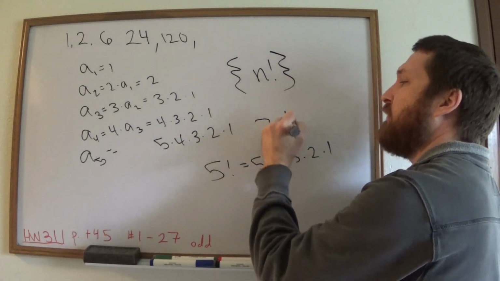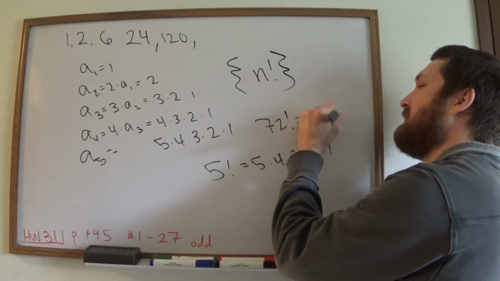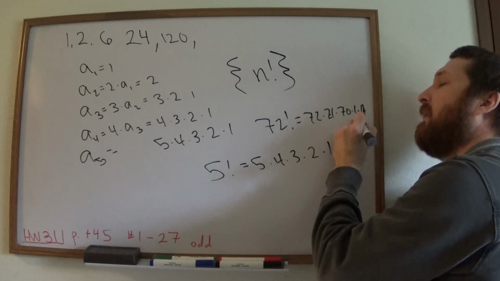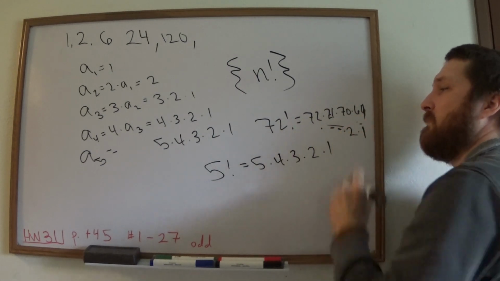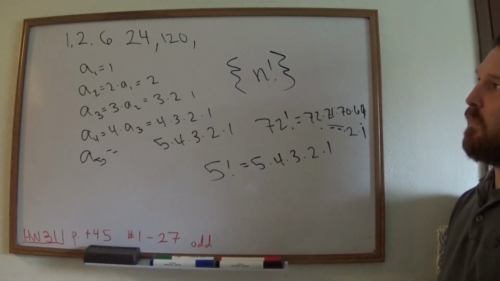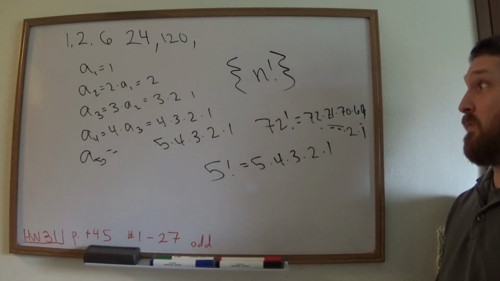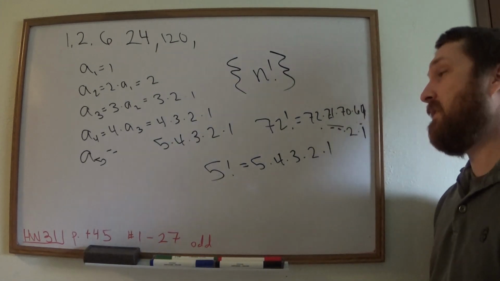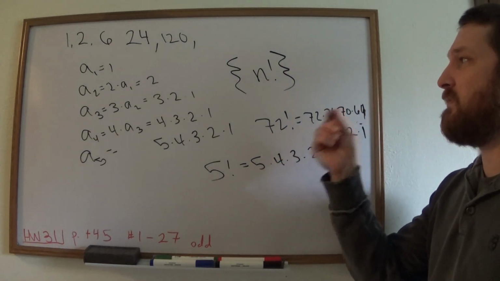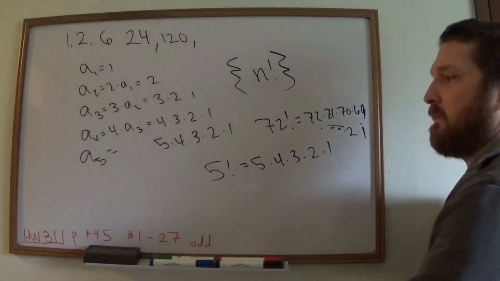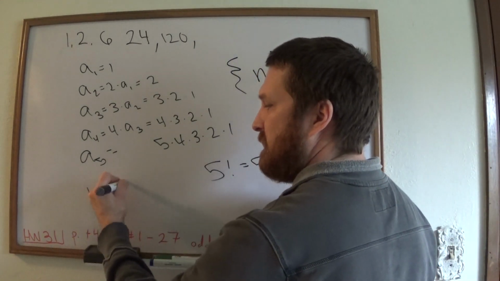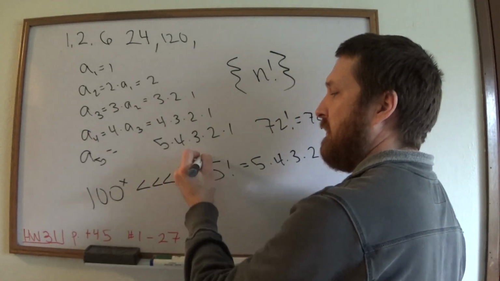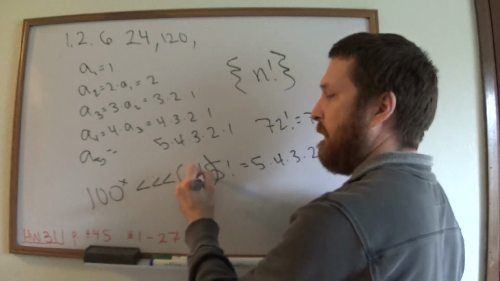And 72 factorial would be 72 times 71 times 70 times 69, and so on, all the way down to times 2 times 1. That's a big number. It's ridiculously huge. There are things that grow faster than factorial, but factorial grows faster than any exponent. Even an exponent like 100 to the x is much, much less than x factorial, eventually.